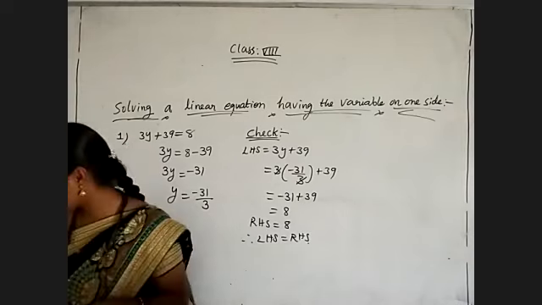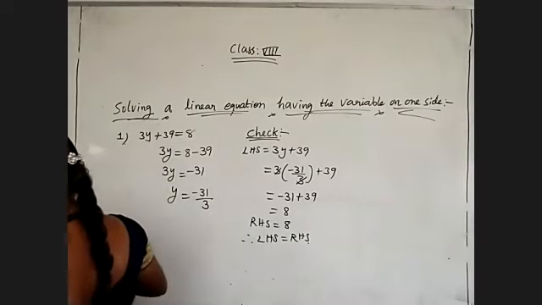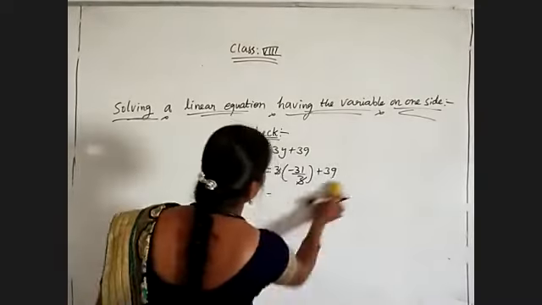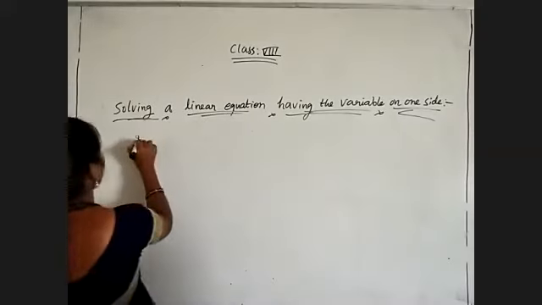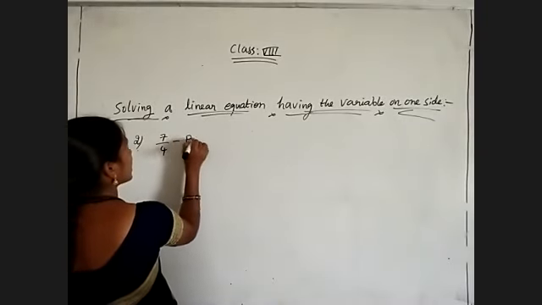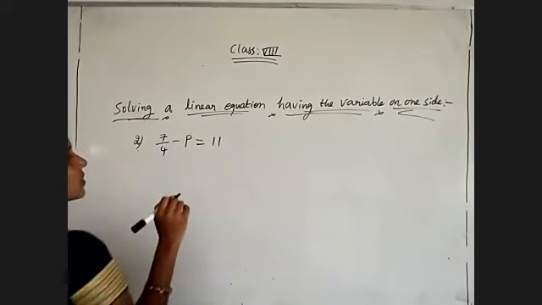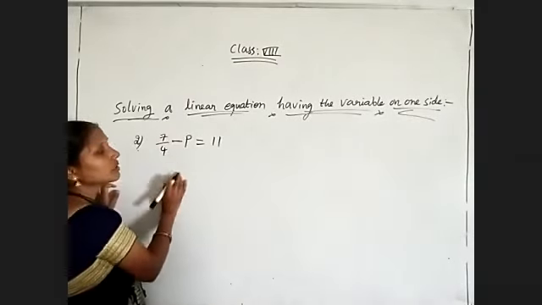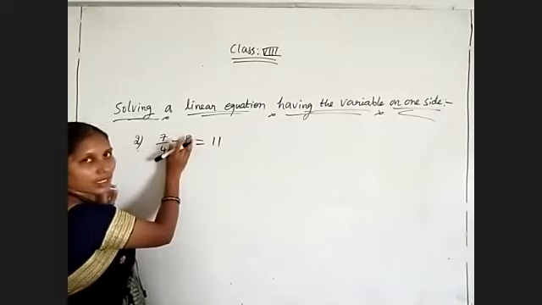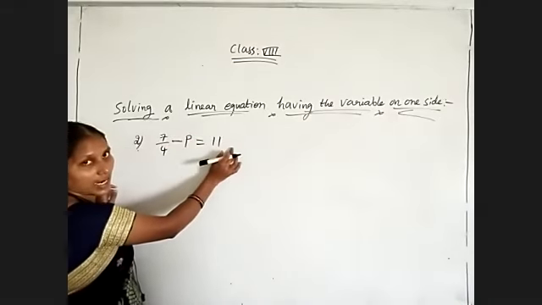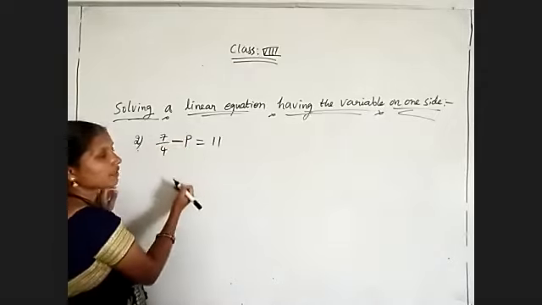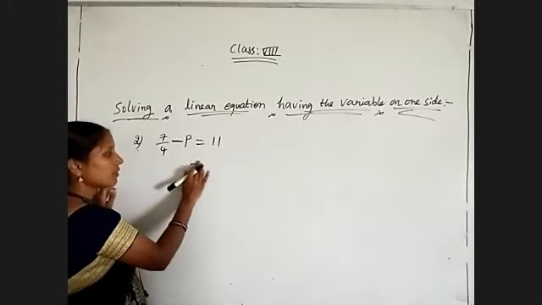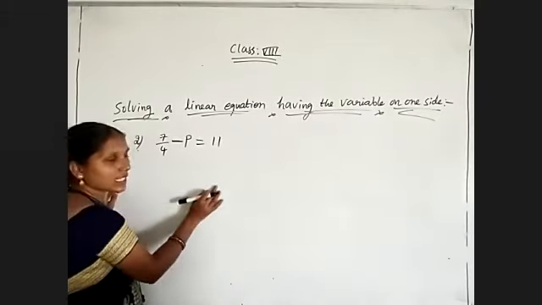Now coming to another question. 7 by 4 minus p is equal to 11. So how do we need to simplify this one? What I told you, whatever variable term is there, keep it on the left side, and bring the remaining terms to the right side. So here, instead of plus p we have minus p. So write minus p only here, no problem. Otherwise we want the plus p value. So bring that term to the right side.